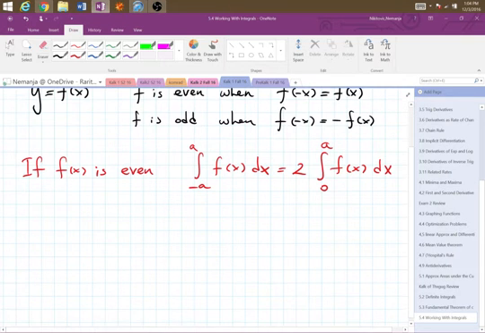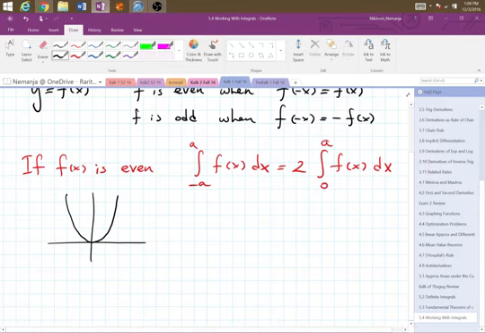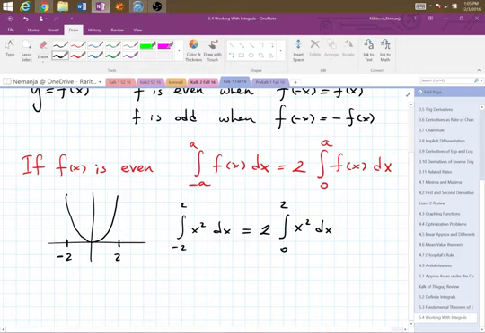Why does this work? Well, it's exploiting the symmetry. If the function is even, it is symmetric on the y-axis. A perfect example would be, let's say, x squared. If I need to compute x squared from negative 2 to positive 2, it's symmetric. So instead of computing the integral from negative 2 to positive 2 of x squared dx, I can compute 2 times the integral from 0 to 2 of x squared dx.